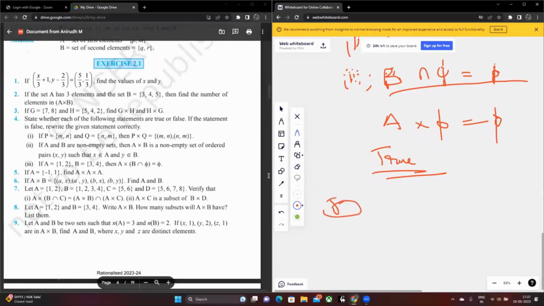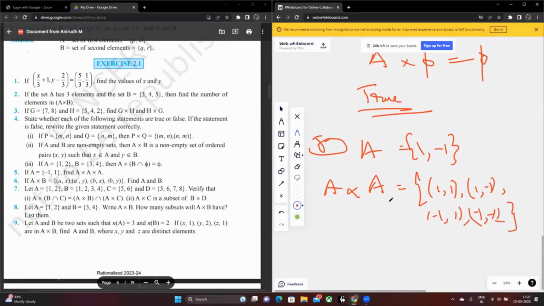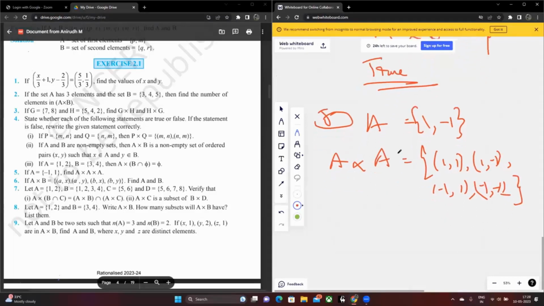And coming to 5. 5 is A equals the set {1, -1}, find A cross A. So here it's basically going to be brute forcing, right? A cross A is the set of ordered pairs (1, 1), (1, -1), (-1, 1), and (-1, -1). 4 ordered pairs. This A cross A, right? This itself is a set. Say this is B, right?